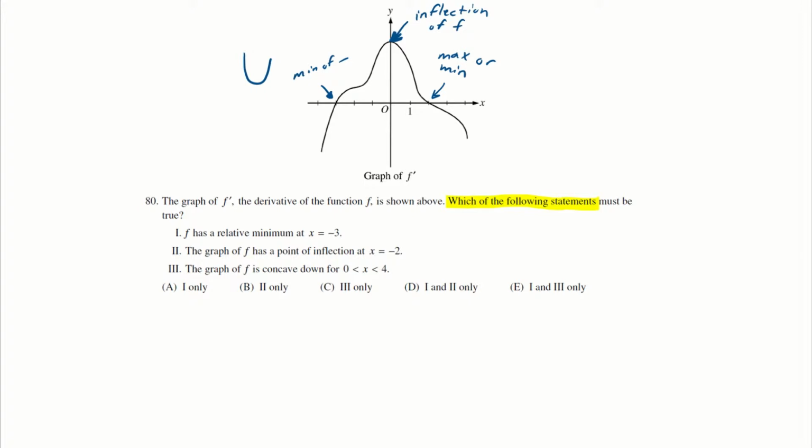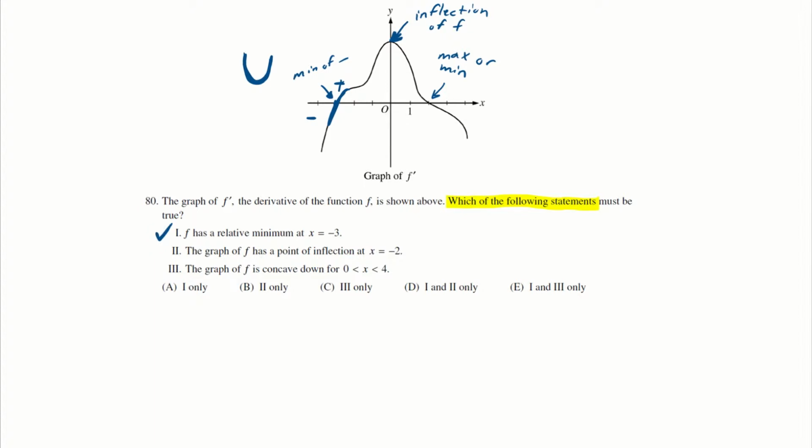F has a relative minimum at x equals negative 3. So we go to negative 3, we see it's an intercept. So as we already stated, we know that is a max or min. And then we see it's going from decreasing to increasing, or the derivative is going from negative to positive. So we have something that looks like this on the original function. So yes, that is true.